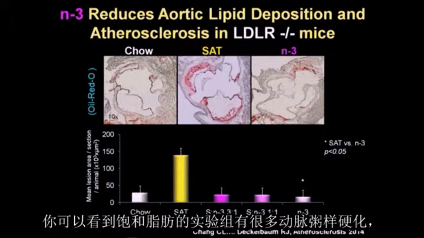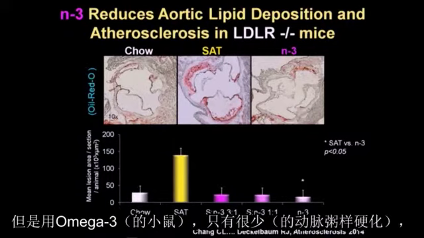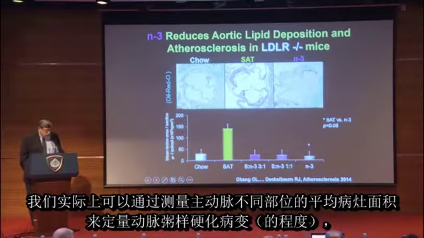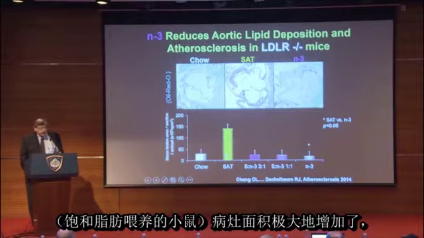And you can see with the saturated fat diet, we have a lot of atherosclerotic lesions. That's in red here, and thickening. But with the omega-3, we have very little. And we can actually quantitate the atherosclerotic lesions here by doing the mean lesion area of the different parts of the aorta. And you can see here is the chow, low-fat diet. Huge increase in lesions with the saturated fat.